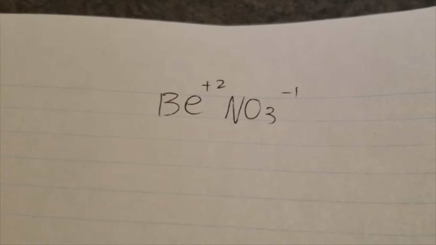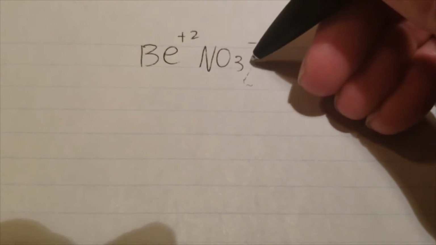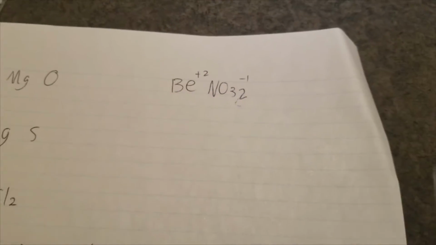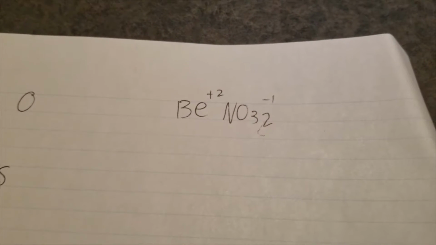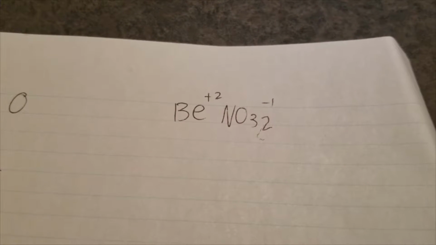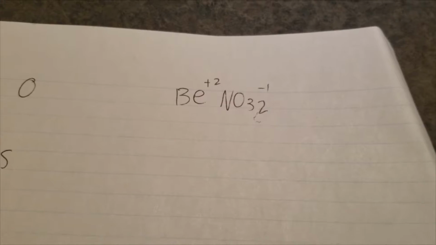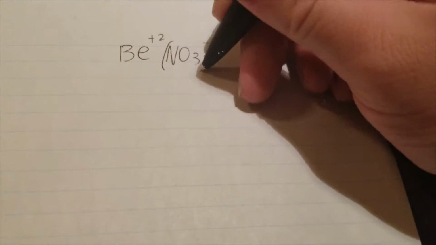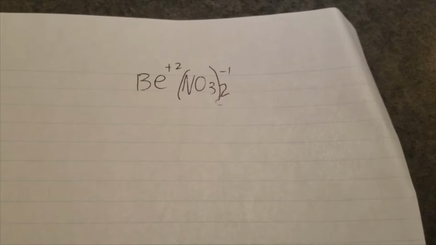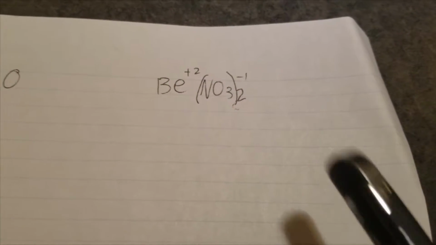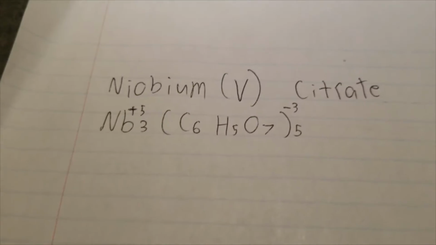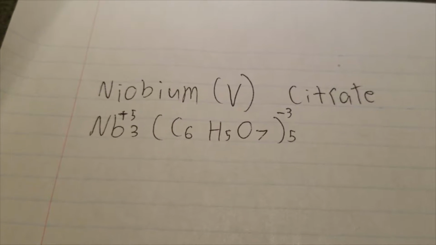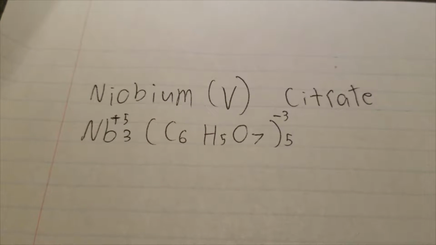So to do that, would we write just like this? Well, no, because that means there would be 32 oxygen in there. So what you actually have to do is write a bracket around the nitrate and then write the 2 there. So now it's balanced.